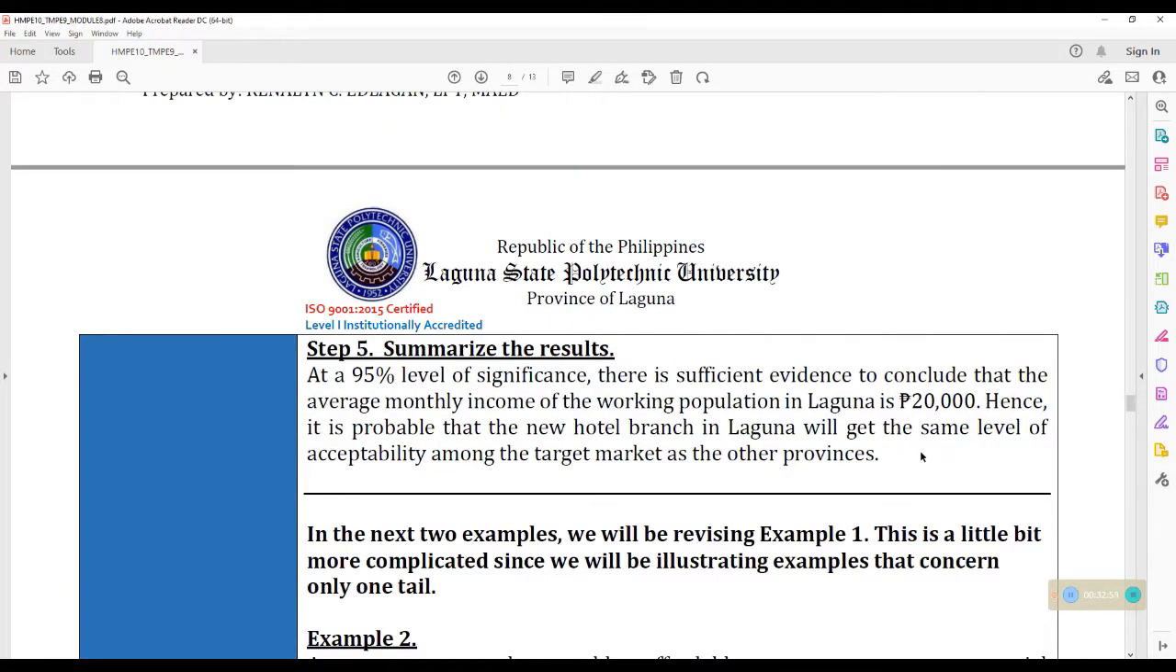Okay? Okay. So, ito po ay sarili nyo ng analysis ha. Ito lang solely yung galing sa hypothesis testing, the first part. So, you have to take note of the problem.